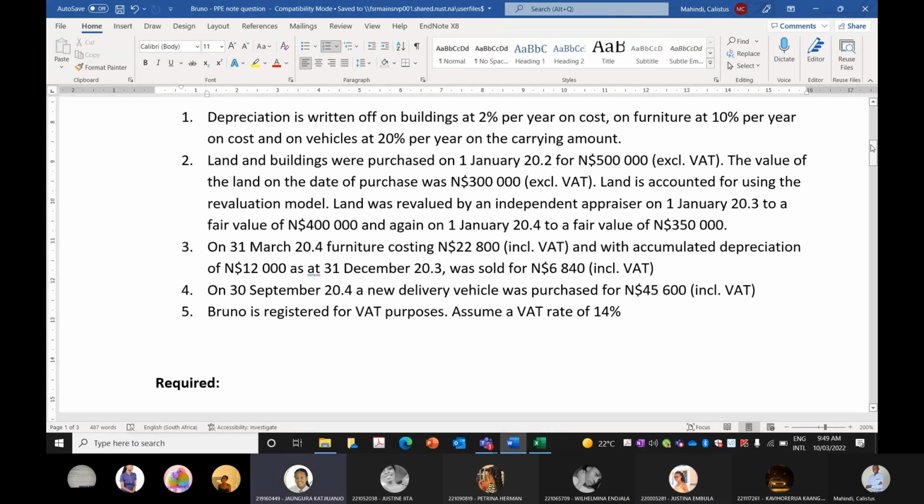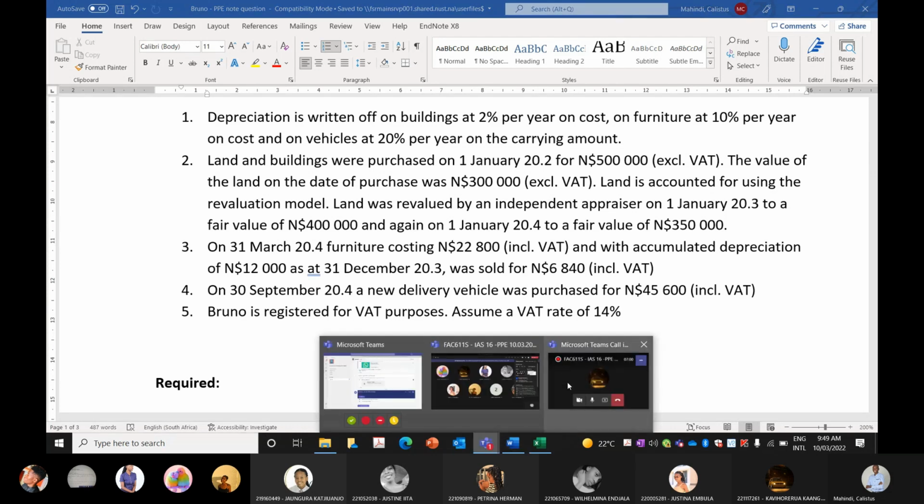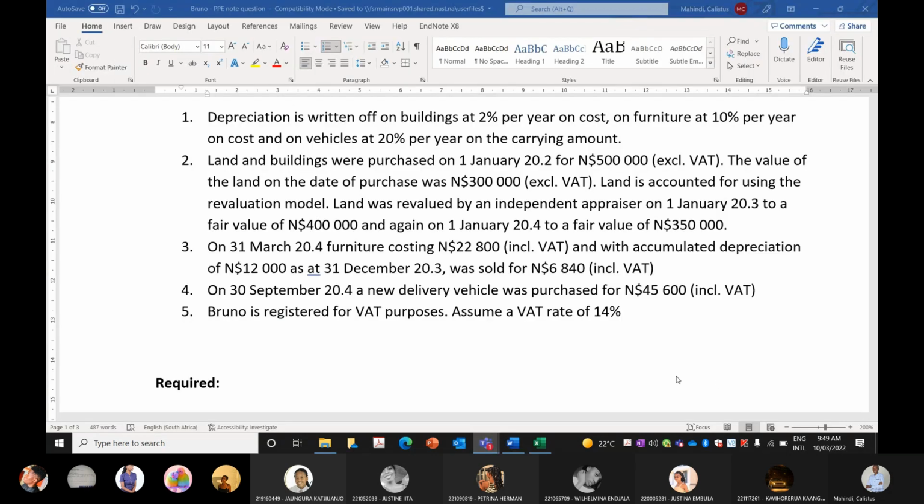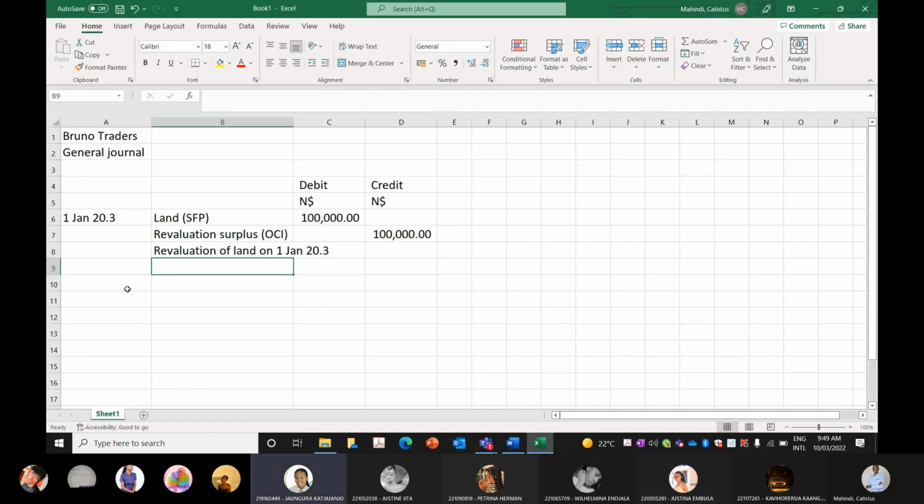You reverse the revaluation surplus? Debit revaluation surplus and debit revaluation expense. Okay, we're having two debits. No, debit revaluation surplus. Debit revaluation surplus, okay. And credit land.